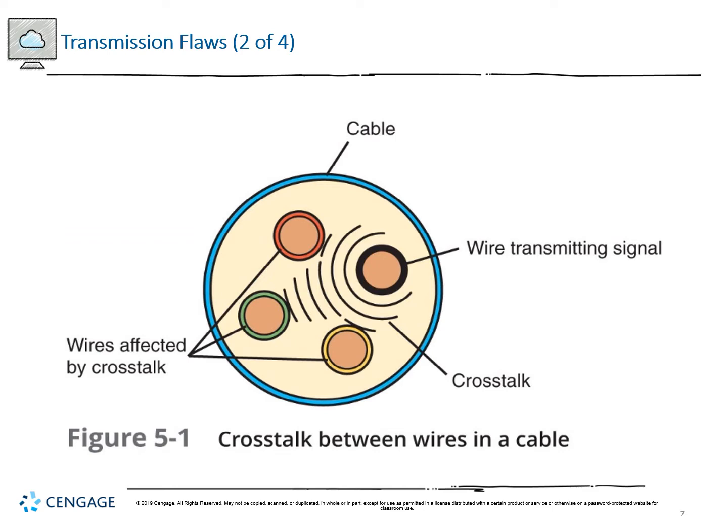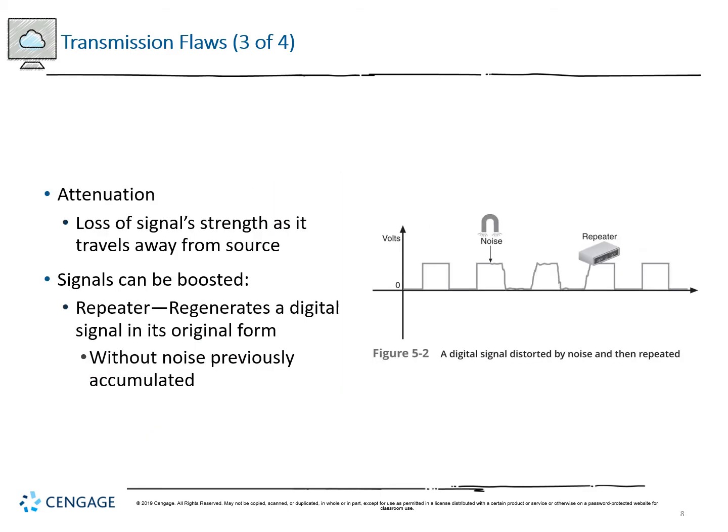So here we have a little illustration that shows what crosstalk looks like between wires in a cable. We've got a black wire there transmitting a signal, and then we've got the green, yellow, and red wires that are affected by the radiation of the signal being propagated inside of the cable. We also have what's called attenuation. Attenuation is the loss of signal strength as it moves away from a source.